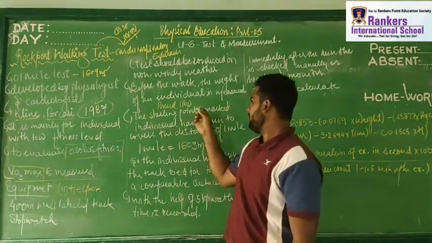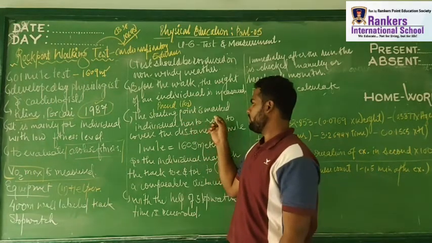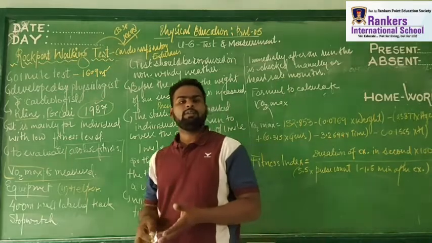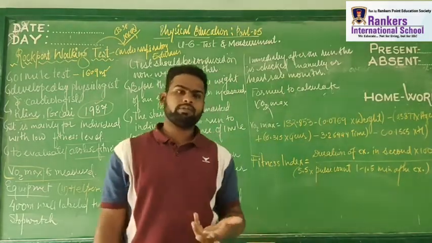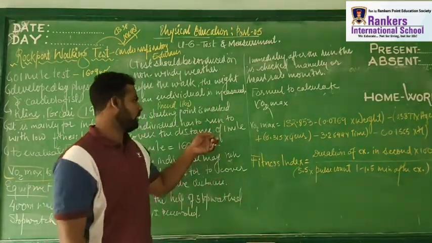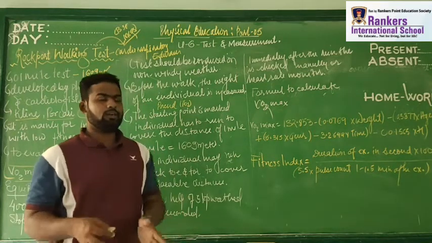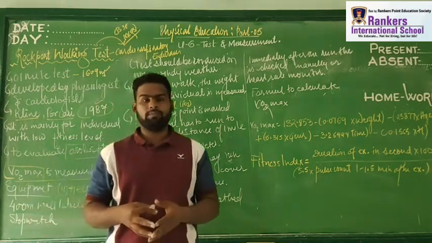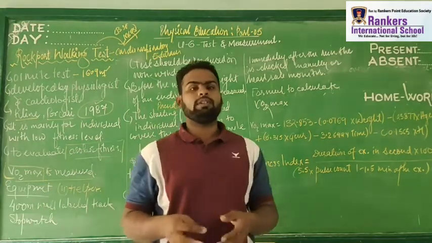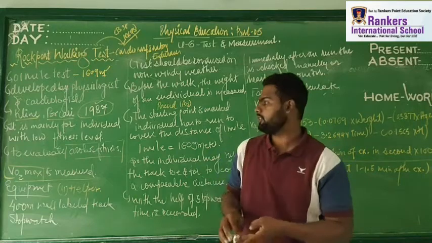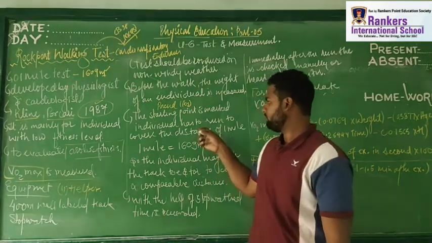The starting point is marked. The individual has to run or cover the distance of 1 mile. Now, what will happen when the command is given to go? The individual will start running or walking as fast as he or she can and will have to cover 1 mile. As and when they cover this 1 mile, they can go for the next task.